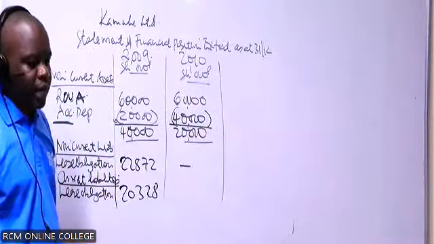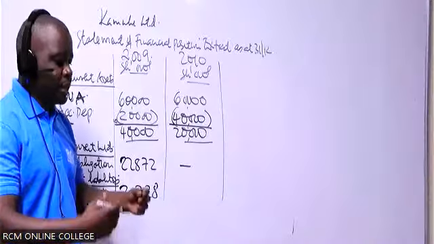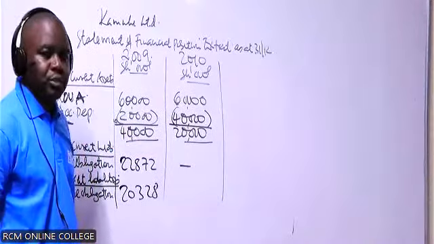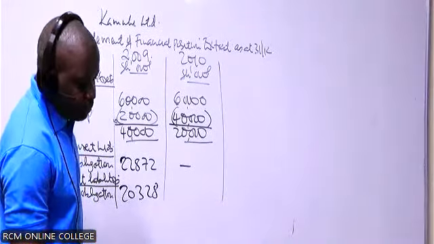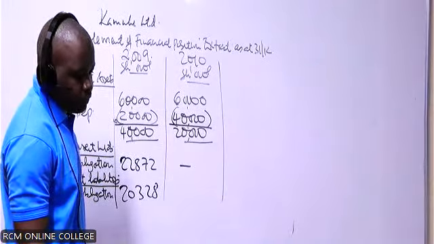How much are you getting when you add the two? For second year, you pick the one for third year. How much are you having to get when you add? Napata ngapi? You are getting?